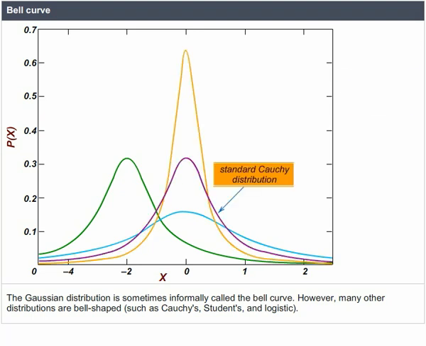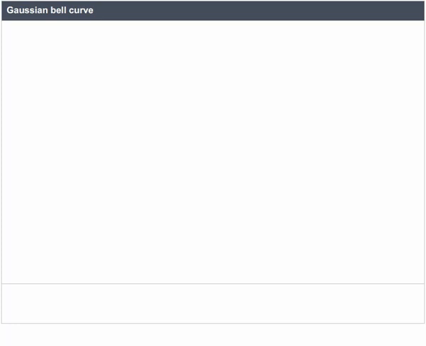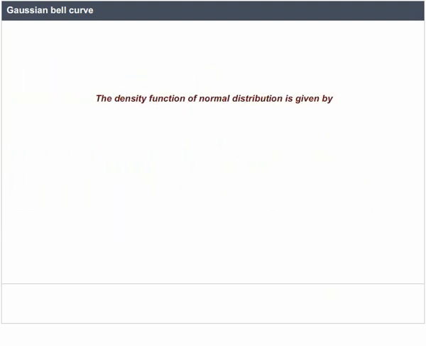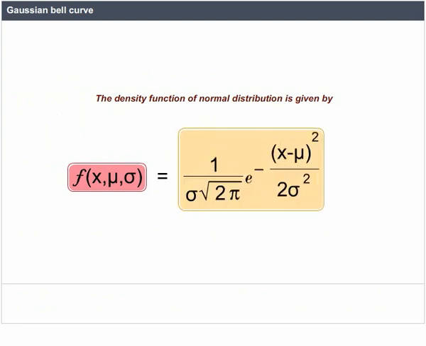Gaussian bell curve. The terms Gaussian function and Gaussian bell curve are also ambiguous because they sometimes refer to multiples of the normal distribution that cannot be directly interpreted in terms of probabilities. The density function of the normal distribution is given by f(x; μ, σ) = 1 divided by (σ√(2π)) times e^(-(x - μ)² / (2σ²)).